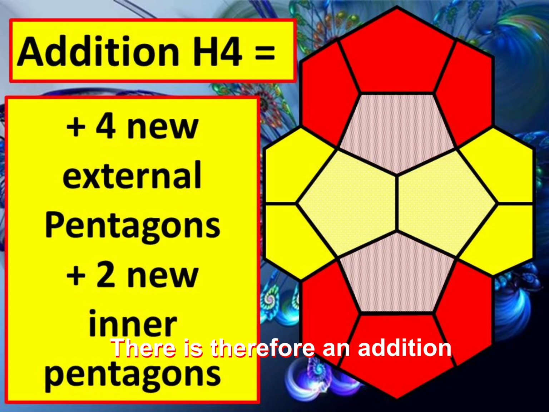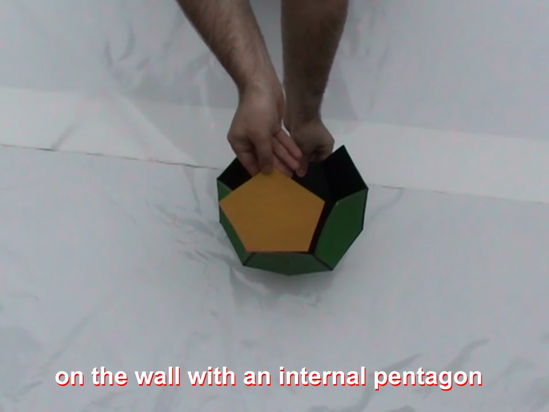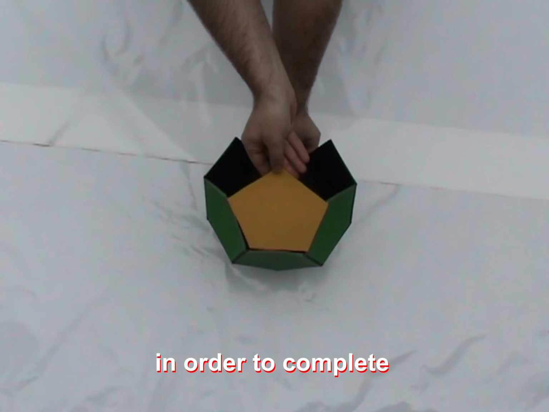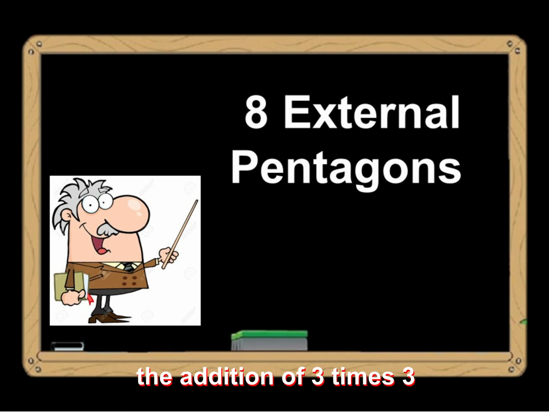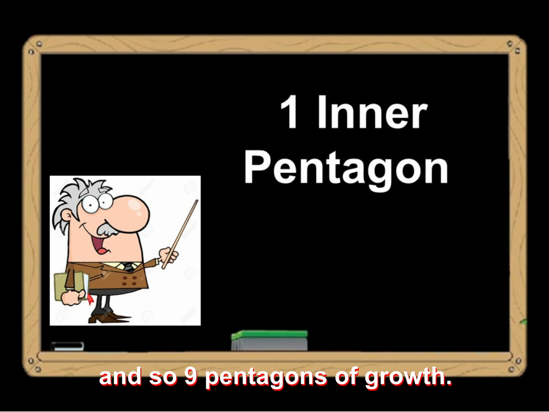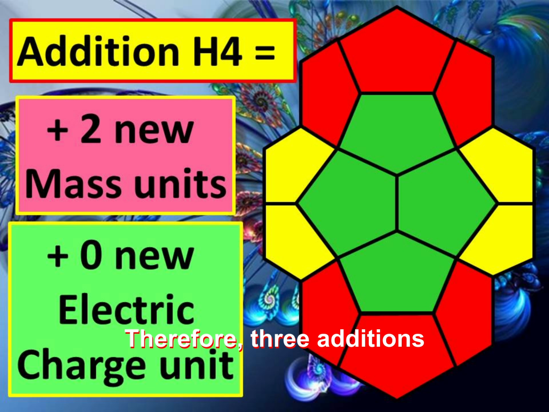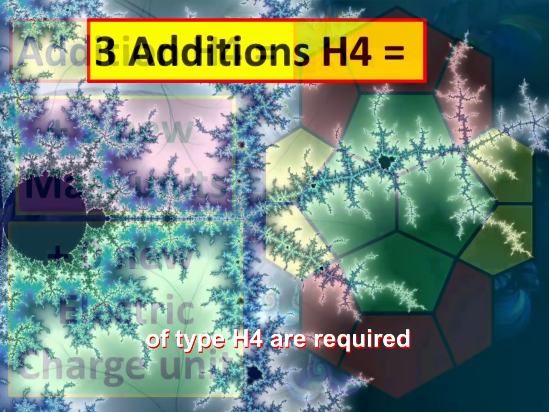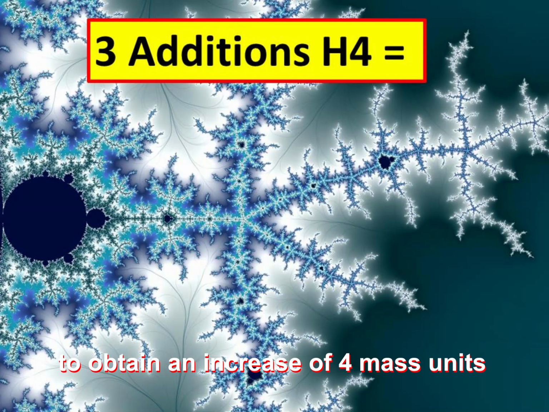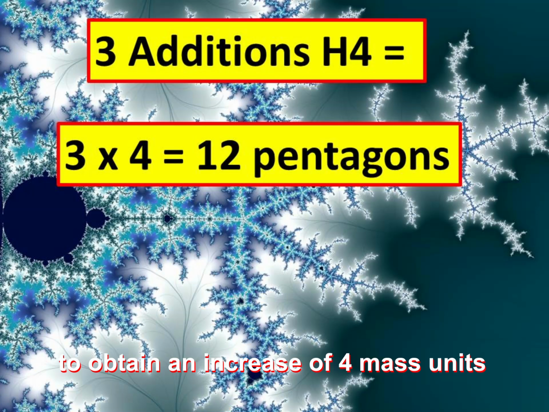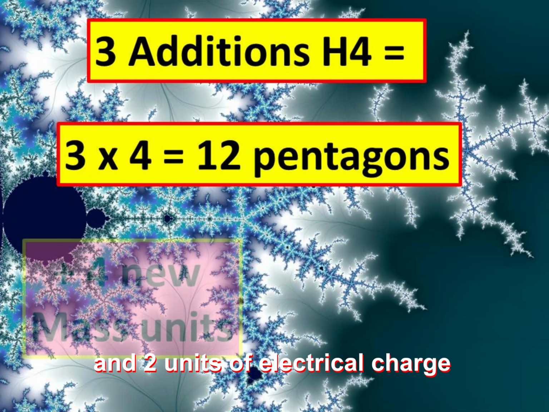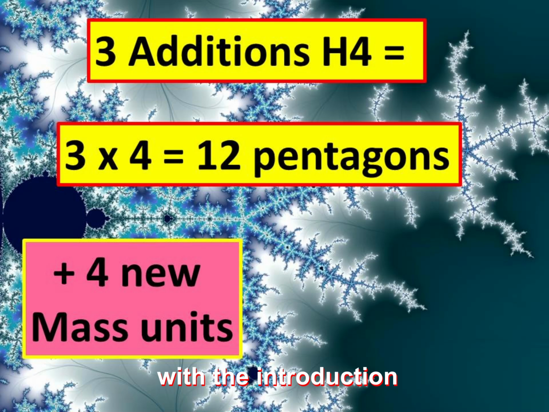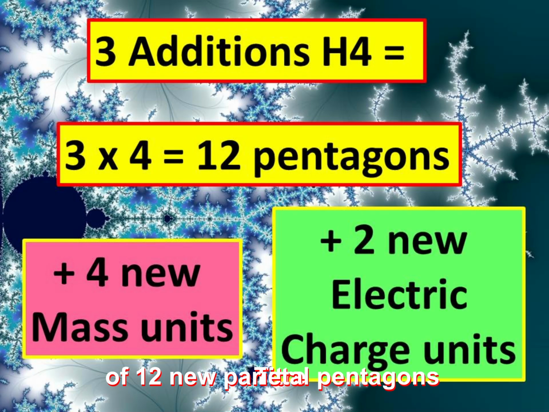There is therefore an addition of 8 external pentagons on the wall with an internal pentagon in order to complete the addition of 3 times 3 pentagons, and so 9 pentagons of growth. Therefore, 3 additions of type H4 are required to obtain an increase of 4 mass units and 2 units of electrical charge with the introduction of 12 new parietal pentagons without internal pentagons.